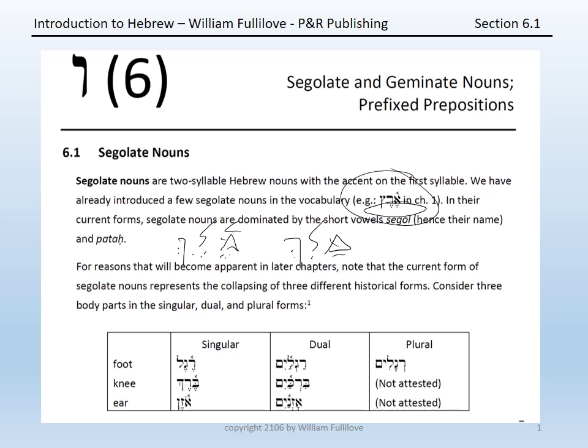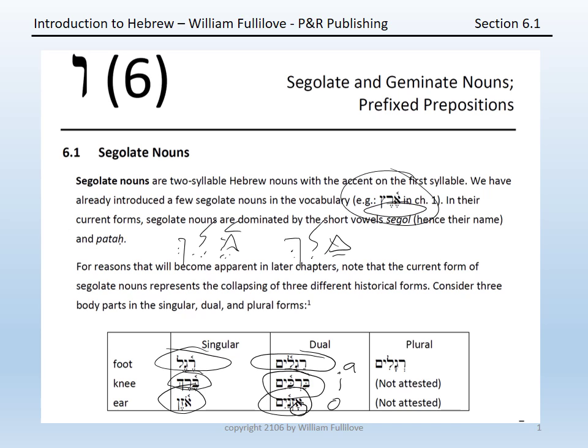In fact, if you look, for instance, at the chart in section 6.1, you find that there are in fact three different vowel classes of segolates. If we compare the singular and dual forms of the words for foot, knee, and ear, you see that regel forms its plural as raglayim with an A-class vowel. Berek, knee, forms its dual, birkayim, with an I-class vowel in the beginning. And ozen, ear, forms its plural oznayim with an O-class vowel.